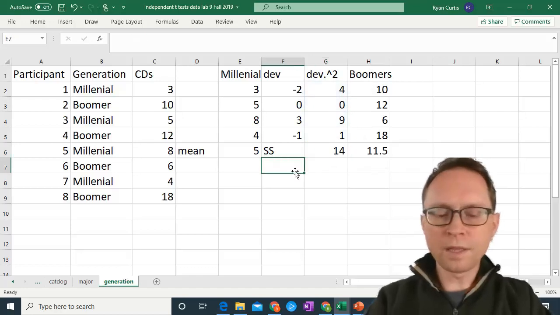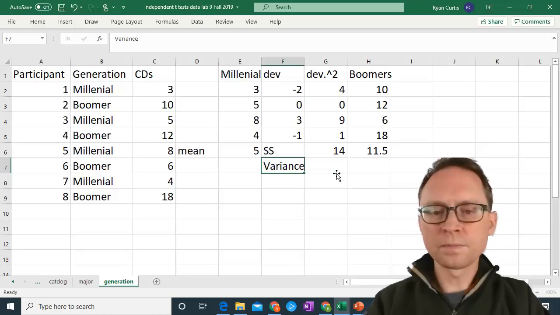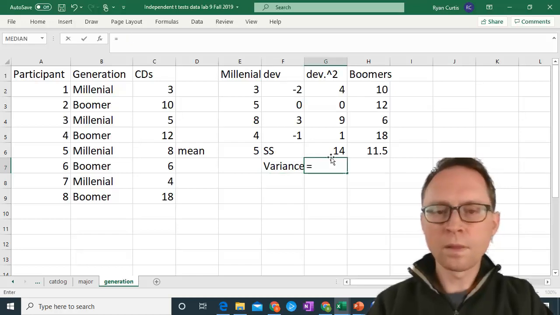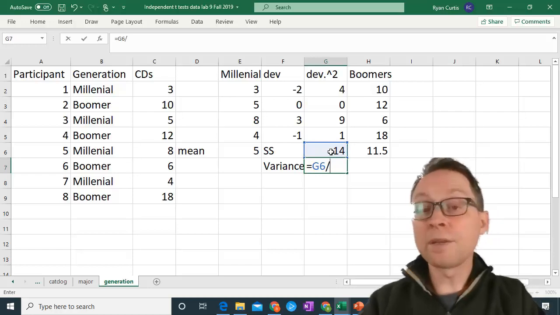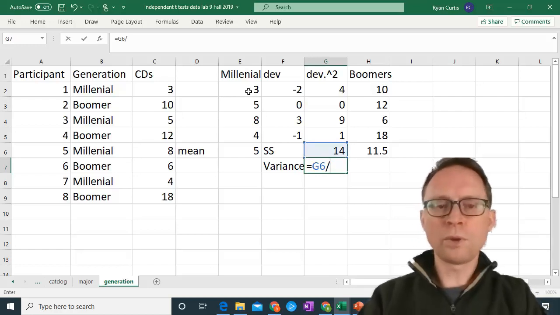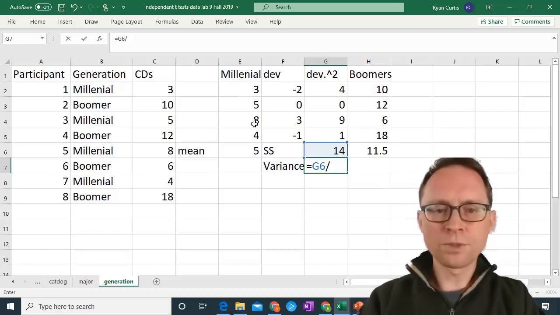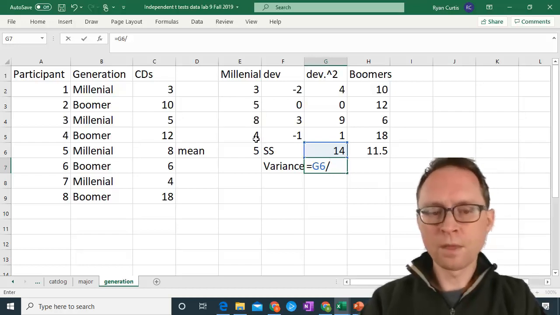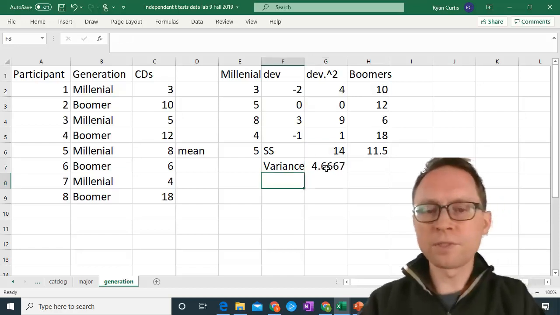The sum of squares is the sum of all of these deviations squared. And the variance then is this divided by n minus 1. So we have 1, 2, 3, 4 millennials. So n minus 1 is 3. We get a variance of 4.667. Let's do the same thing for the boomers.